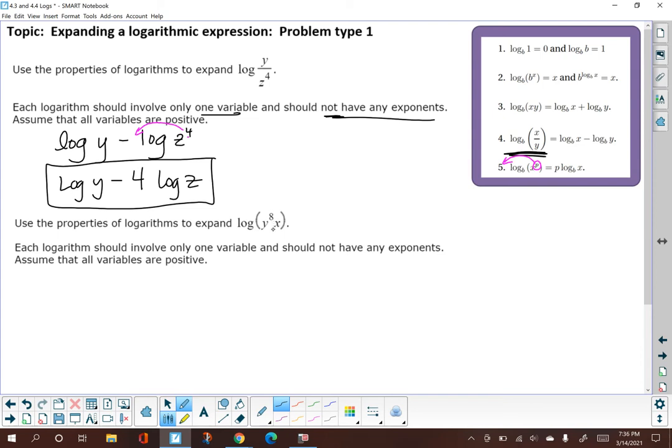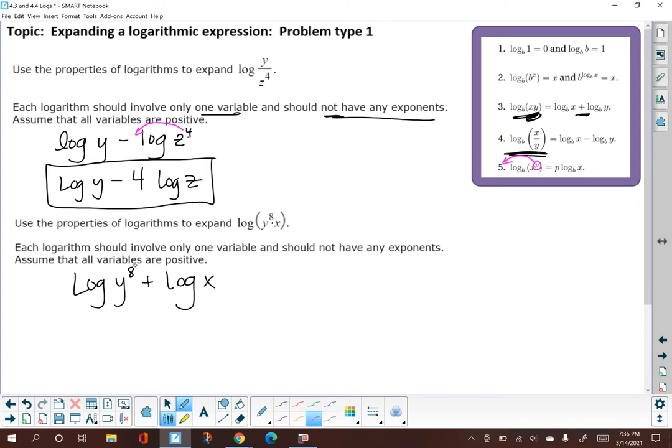So we've got one more to practice here. This is the log of y to the 8th power times x. So we have a log of a product right here. We're going to expand it using addition of logs. So this will be the log of y to the 8th plus the log of x. So I used the multiplication there.